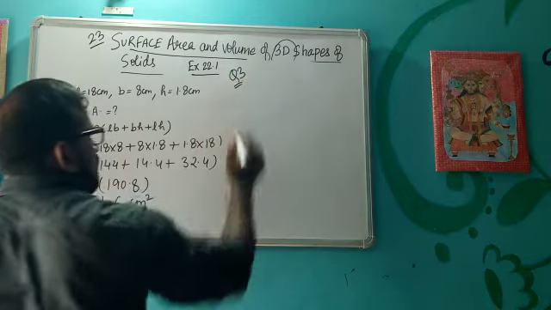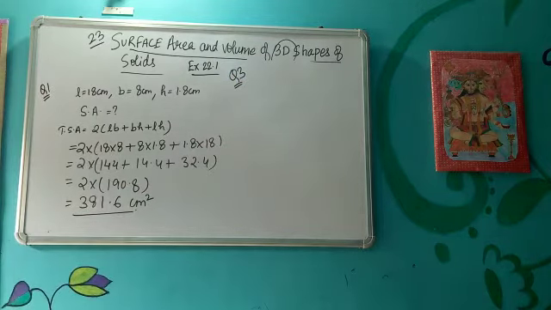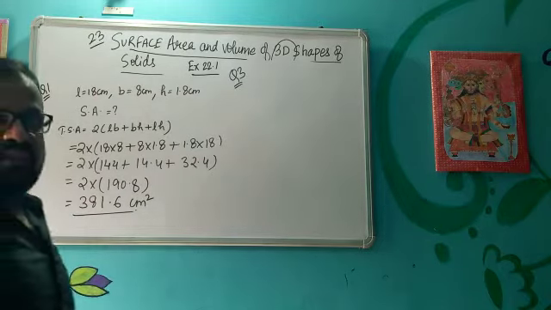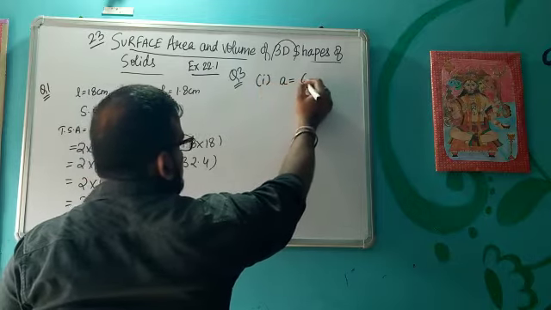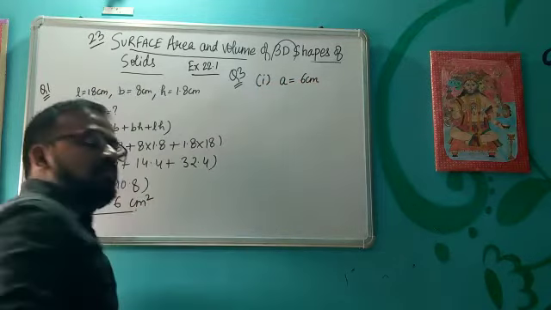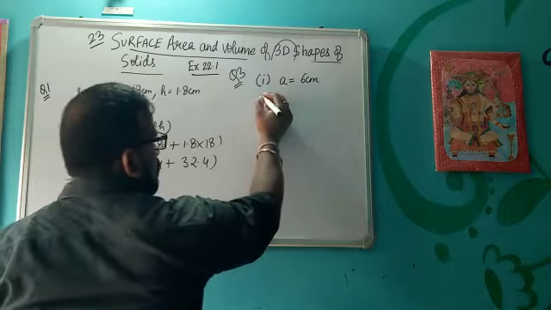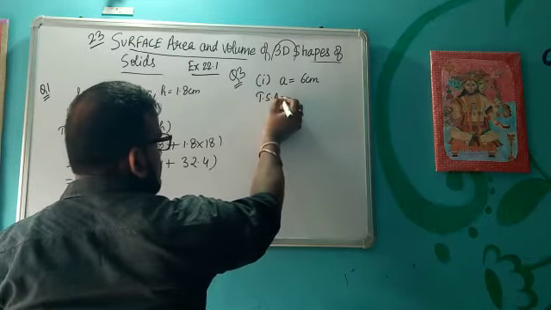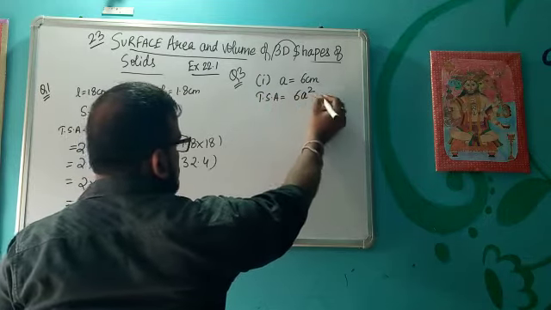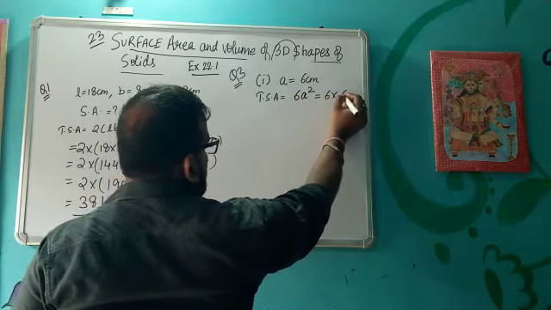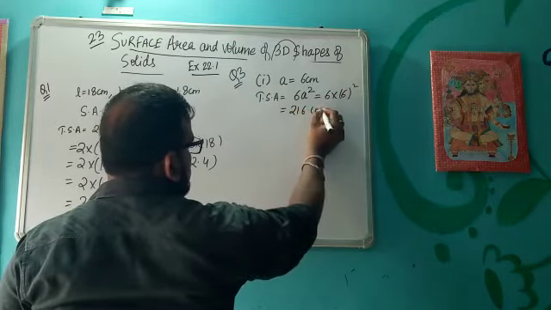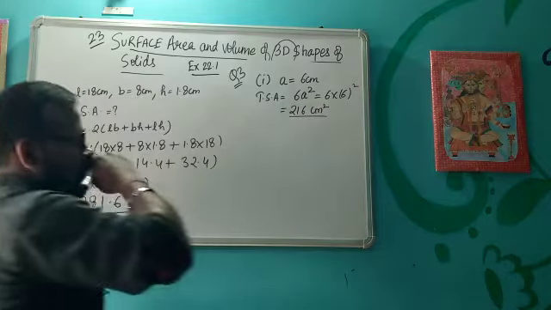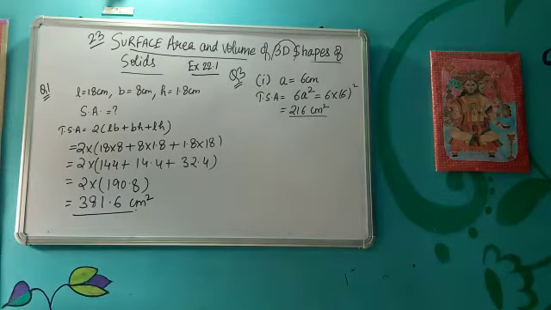Then in question number 3, what we have to calculate? We have to calculate the total surface area of a cube. For the first part, edge length is given as 6 centimeter. So what is the formula of total surface area? It is 6a square, that is 6 into 6 square. When we solve, we will get 216 centimeter square. Okay, simple formula based questions are there.